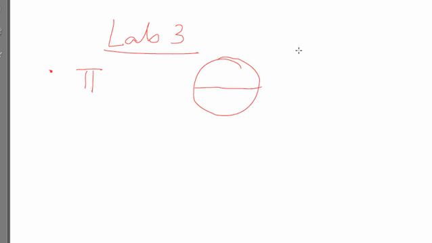This is an explanatory video for lab 3. We will compute the well-known mathematical constant pi. If you are not familiar with pi, then it is simply the ratio of the circumference and the diameter of a circle. So if you denote the circumference of a circle by p and the diameter of the circle by d, then p by d equals pi.